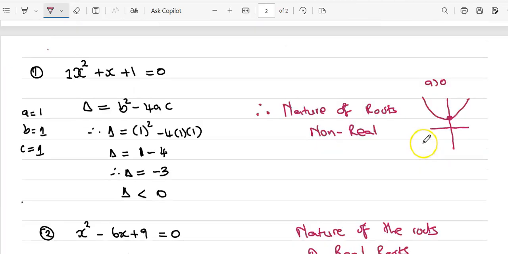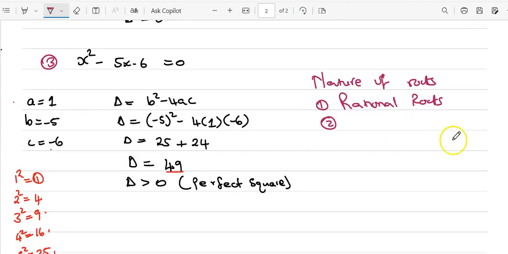Let's go and write the second one. So first, it's rational. Second, we say it has what? Unequal roots. So it has unequal roots. Why? Because the discriminant is not equal to 0.